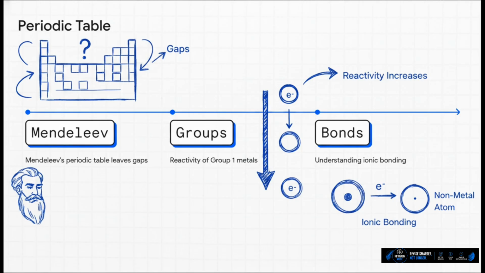Taking a quick look back at history, Mendeleev pretty much built the entire foundation for modern chemistry by organizing the elements by their atomic weight. But his real genius? He had the foresight to leave actual gaps for elements that hadn't even been discovered yet. This predictive power eventually helped us figure out reactivity trends. For example, if you look at the group 1 metals on the far left, we now know that reactivity actually increases as you go down the group.